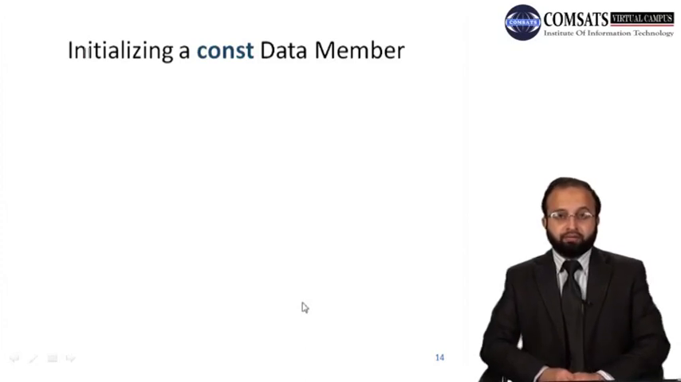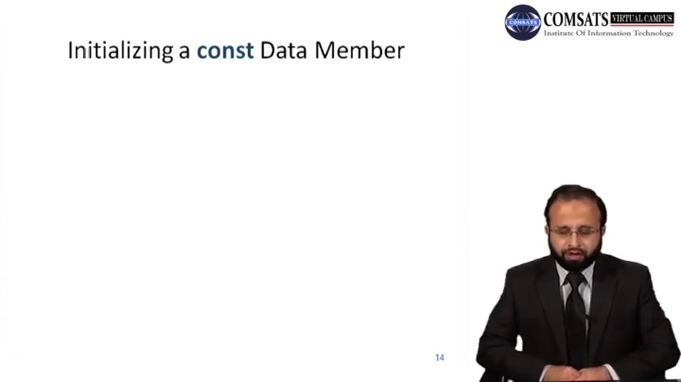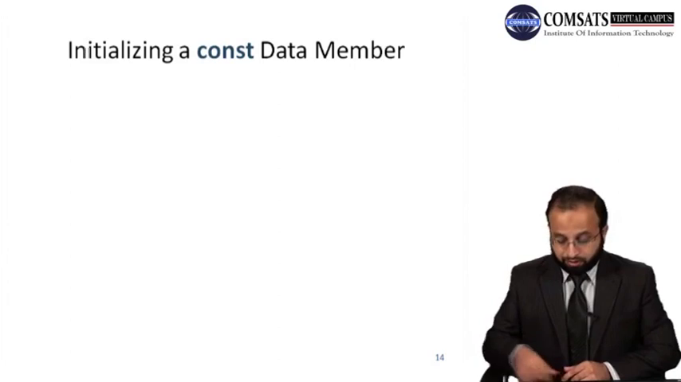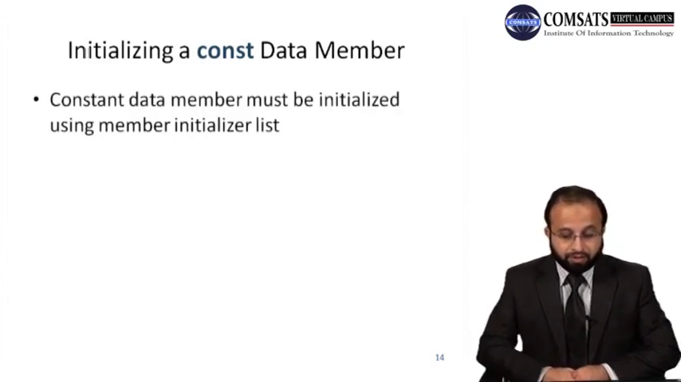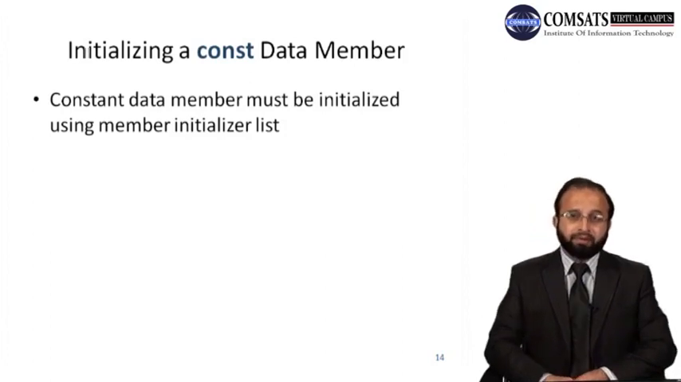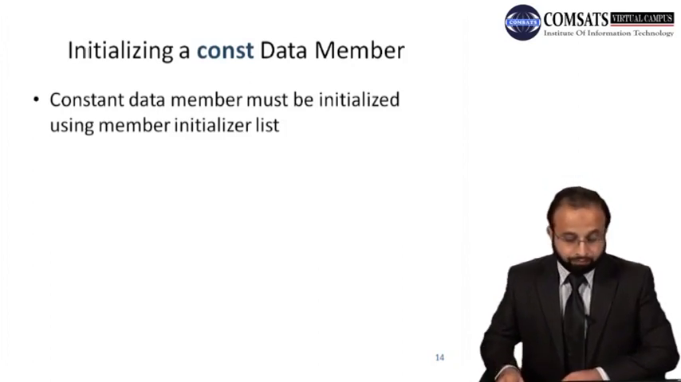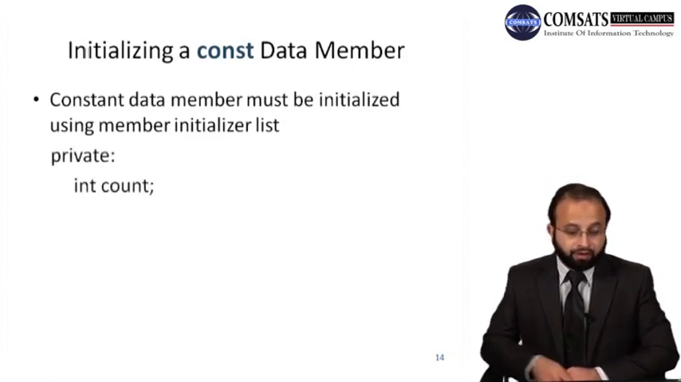Now initializing a constant data member. We have seen what is a constant object, what is a constant member function, and how a constant object is passed as an argument to a function. Now initializing a constant data member. A constant data member is a private data member of the class that starts with the keyword const. A constant data member must be initialized using a member initializer list provided by the constructor, right? They must be initialized there, otherwise we won't be able to initialize constants further in the program.